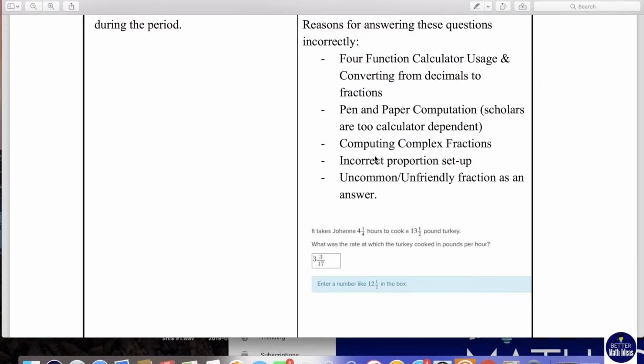Computing with complex fractions up to about seventh grade, based upon the standards and based upon my knowledge, we really don't see a fraction as the numerator and a fraction as the denominator until you get to about the sixth or seventh grade. So the concept is still fairly new to many students.